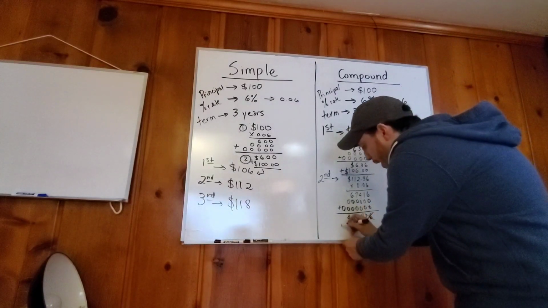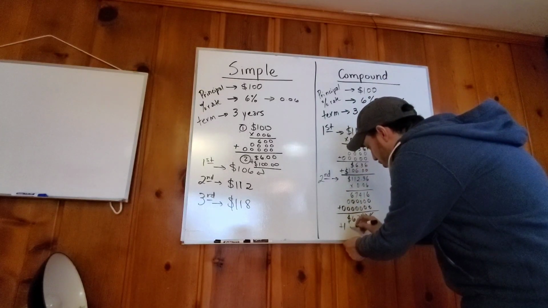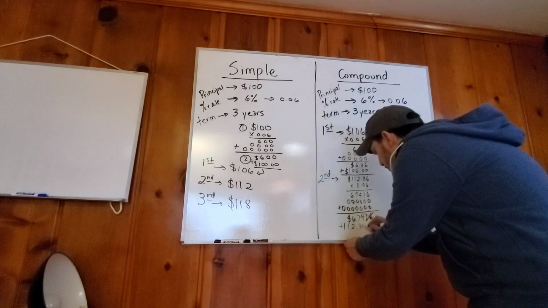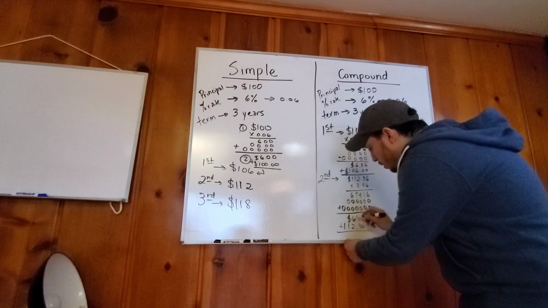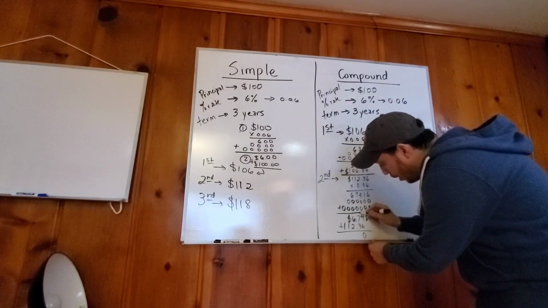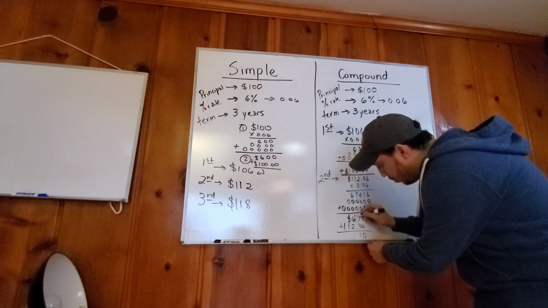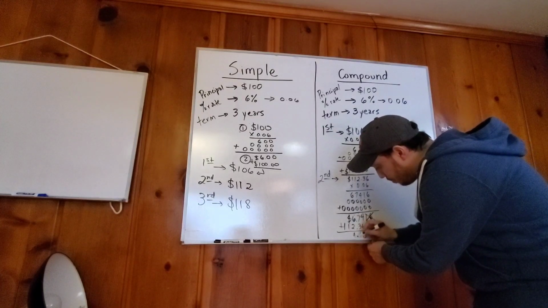And now we have to add $112 with 36 cents to $6.74. 4 and 6 is 0, and a 1 goes up. 7 plus 3 is 10, plus 1 is 11, and a 1 goes up. 6 plus 2 is 8, plus 1 is 9.